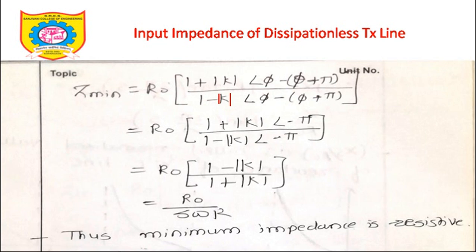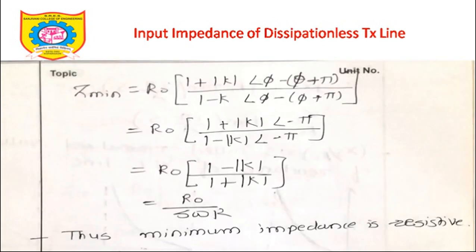Why is it 1 minus K that is coming? Because the sign will definitely change, since I need to play with this minus pi. If there is a phase shift of minus pi, you already know what to do with that. It is 180 degree phase shifted. So Z minimum equals R0 into 1 minus mod K divided by 1 plus mod K. Just play with this minus pi and plus pi, how these angles are changing, and how I came to the conclusion that 1 minus mod K upon 1 plus mod K is equivalent to 1 upon SWR. So minimum impedance is resistive, whose value is given by R0 divided by SWR, and maximum impedance is also resistive, whose value is given by R0 into SWR.